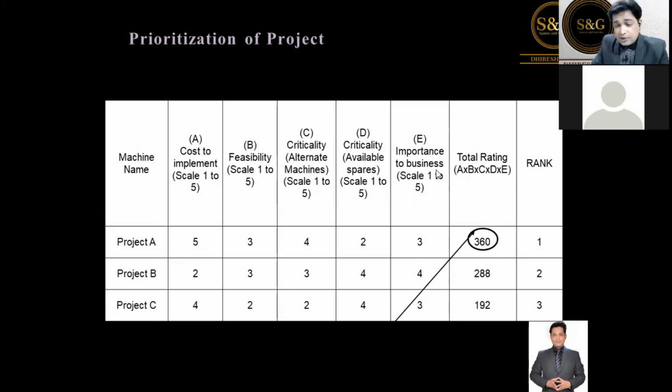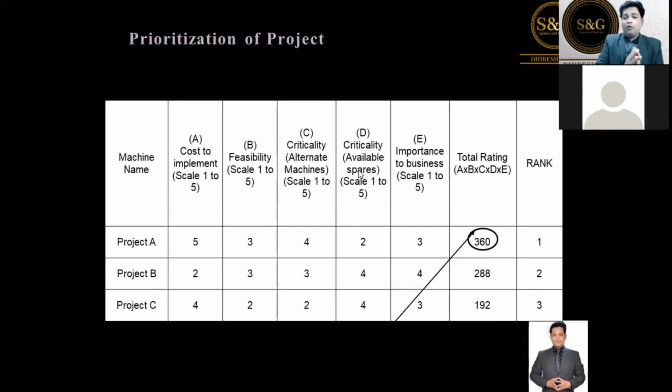Then importance to the business is their fifth criteria. You can add importance to the customer or whatever is feasible or fitting to your organization and your need. Then you give a rating on the scale of 1 to 5. For example, cost of implementation: agar cost of implementation बहुत ही कम है, that project will take 5 marks. Here this project's cost of implementation is very low, so they have taken 5 marks. Feasibility is moderately feasible, so they have taken 3 marks. Criticality in this case is very critical, so they have taken 4 marks.